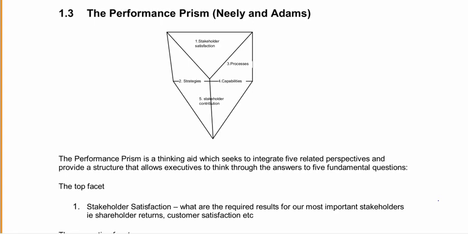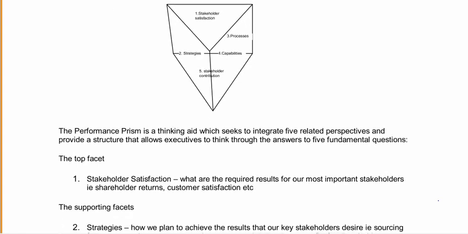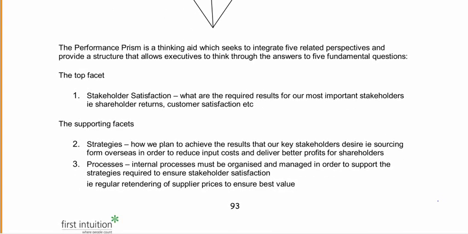We start off with the 5 different facets of this prism. Apologies for the inability to draw it brilliantly, but you've got basically a shape with 5 sides and 1 side for each of the facets of this prism. The top facet, stakeholder satisfaction. You're asking yourself here, what is expected of us from our most important stakeholders? So what returns do shareholders want? What would be acceptable performance from a customer's perspective? So that drives everything else. We've got to think, what is it going to be acceptable to our key stakeholders?